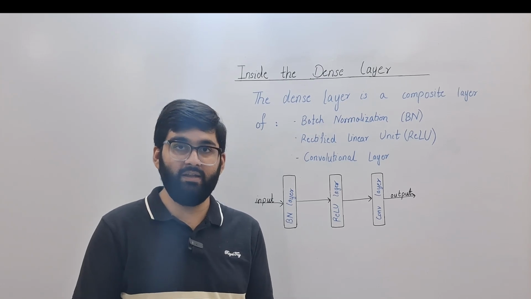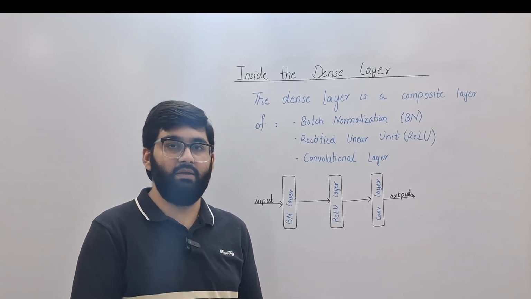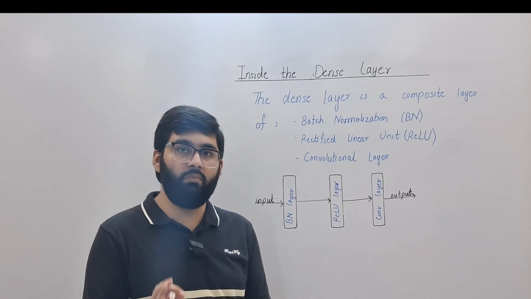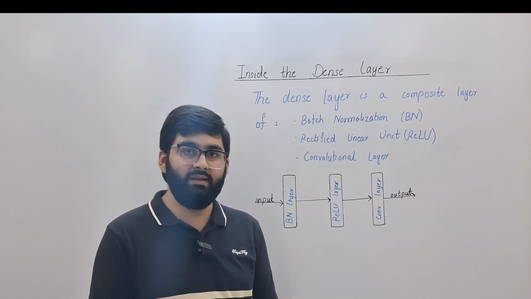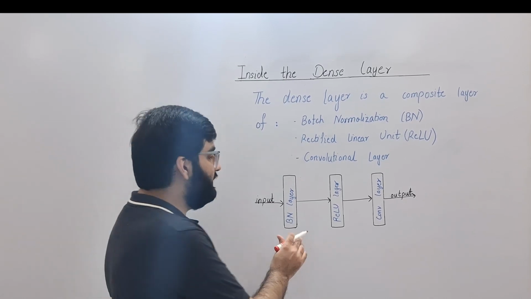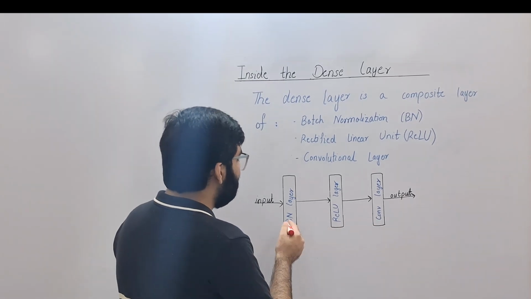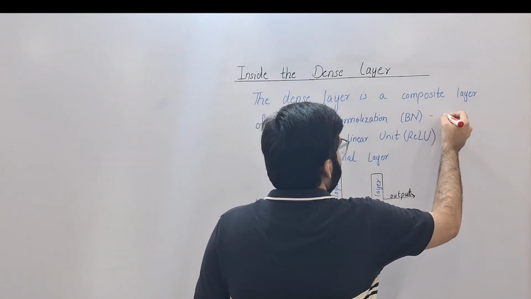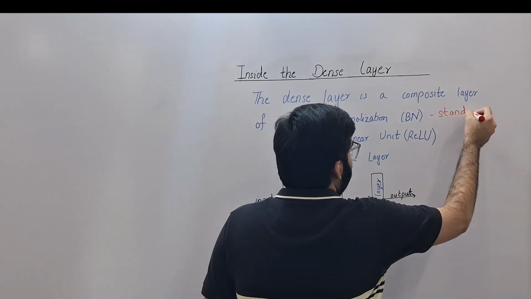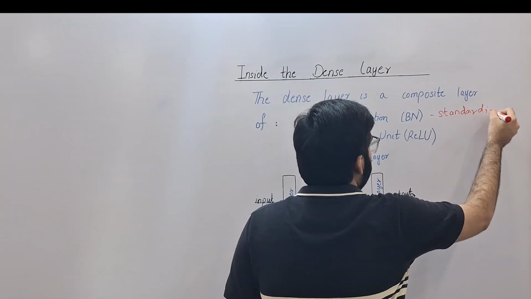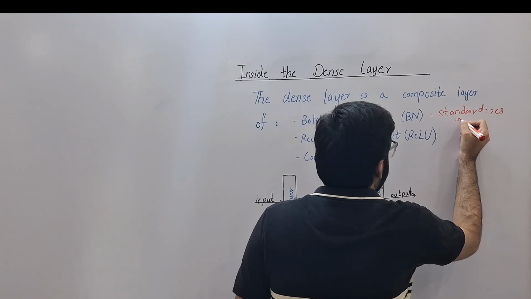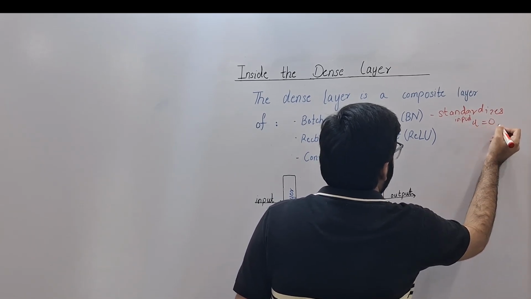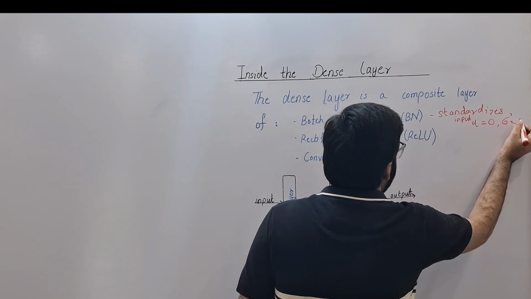We call each layer in the dense block a dense layer. The dense layer is not a single layer, rather it is a composite function or a composite layer that consists of 3 layers. The first one is the batch normalization layer. Its purpose is to standardize the input so that it has a mean of 0 and a variance of 1.